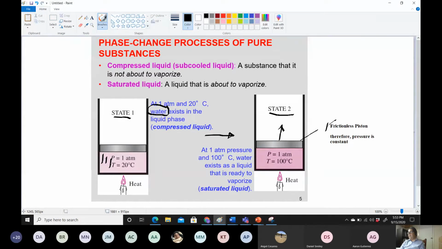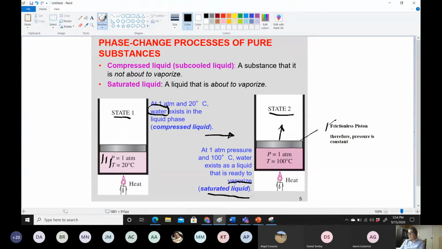Now we know what happens with water at 100 degrees, right? This is the point where we start to vaporize the liquid. So at 1 atmosphere and 100 degrees C, water exists as a liquid that is ready to vaporize: saturated liquid. All right, we're going to use this a lot through this section.